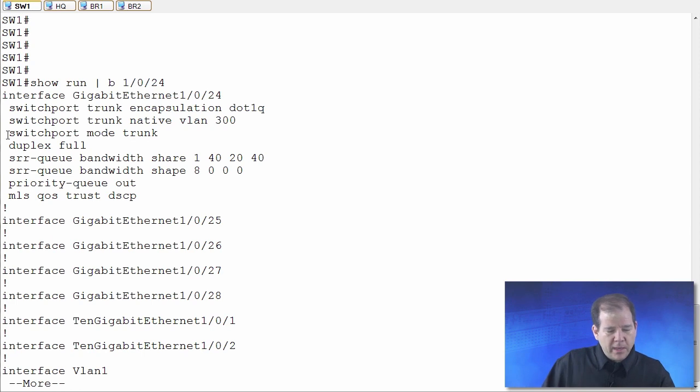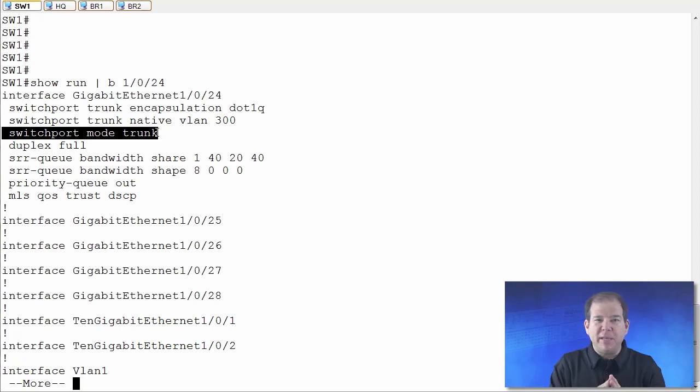Well, for one thing, notice that I'm saying switch port mode trunk. I'm not relying on dynamic trunking protocol. I'm not relying on DTP to form the trunk. I'm saying you are a trunk. And it's necessary that we do this because the router does not run DTP. It's not going to dynamically form a trunk. We need to hard code the trunk.